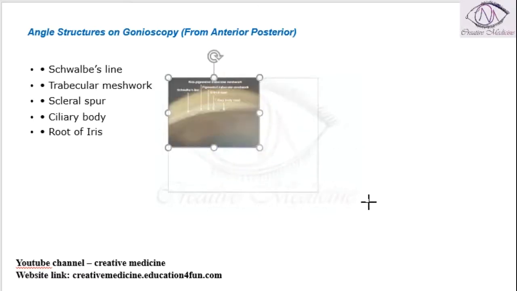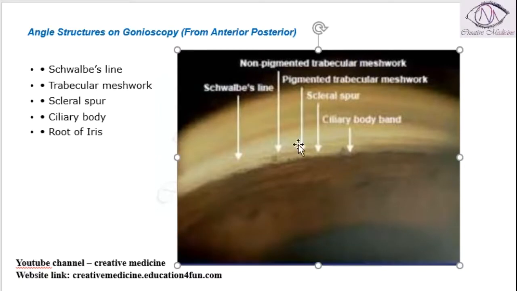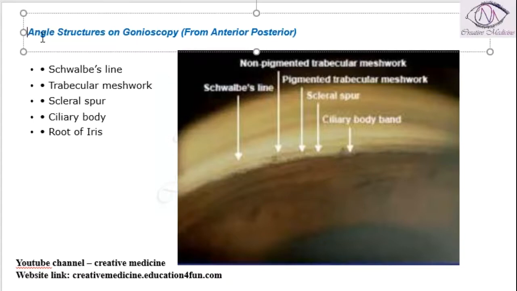So if you see the angle structures, so this is the angle. If you see from anterior to posterior, the anterior-most is Schwalbe's line, followed by non-pigmented trabecular meshwork, pigmented trabecular meshwork, scleral spur, ciliary body band, and root of the iris. So Schwalbe's line, non-pigmented trabecular meshwork, pigmented trabecular meshwork, scleral spur, ciliary body and root of iris. So these are the structures which are seen in the angle on gonioscopy.